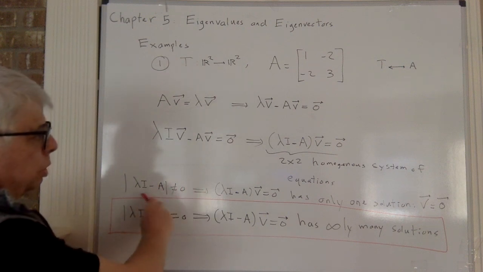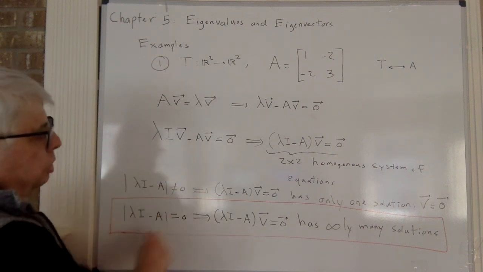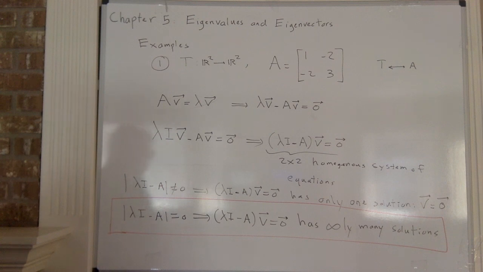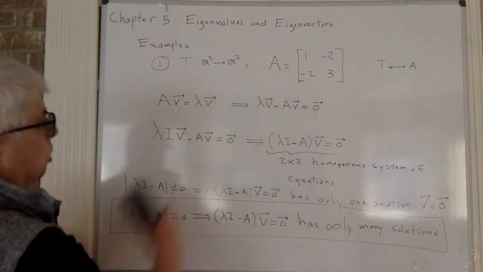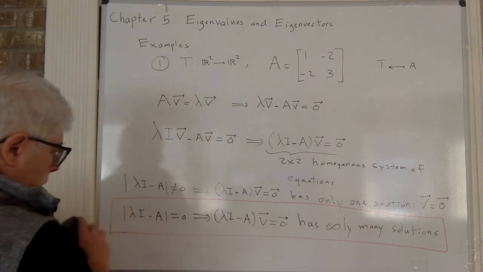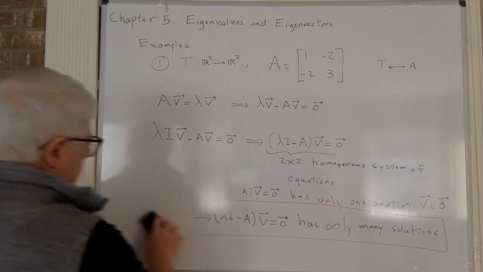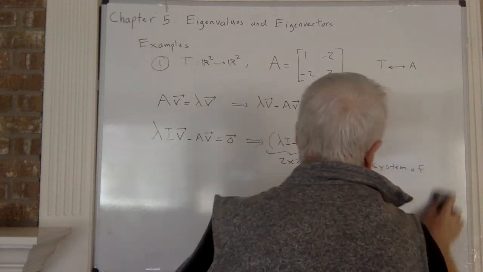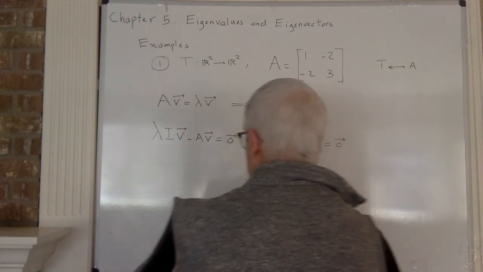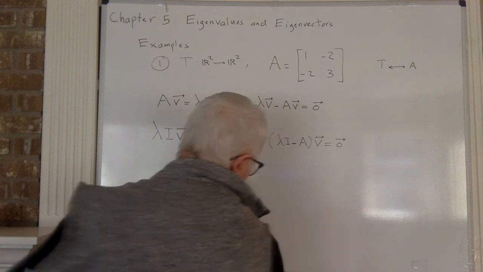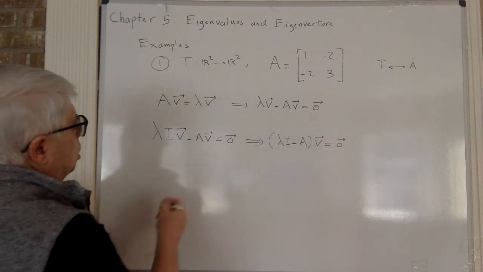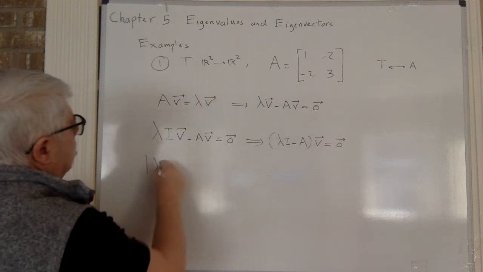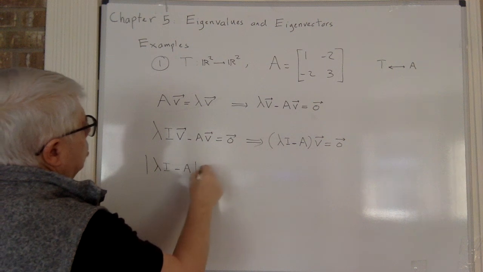So I made a mistake when I started. This should be not equal to 0. If this determinant is not 0, then it has only one solution, 0. If it's 0, then it has infinitely many. Okay, so let's go back to our situation. So let's erase this and go back to this situation we have here. So an eigenvalue problem results in this. In fact, you can even start with this. You say, okay, I know I should write this, the determinant of lambda I minus A should be 0.